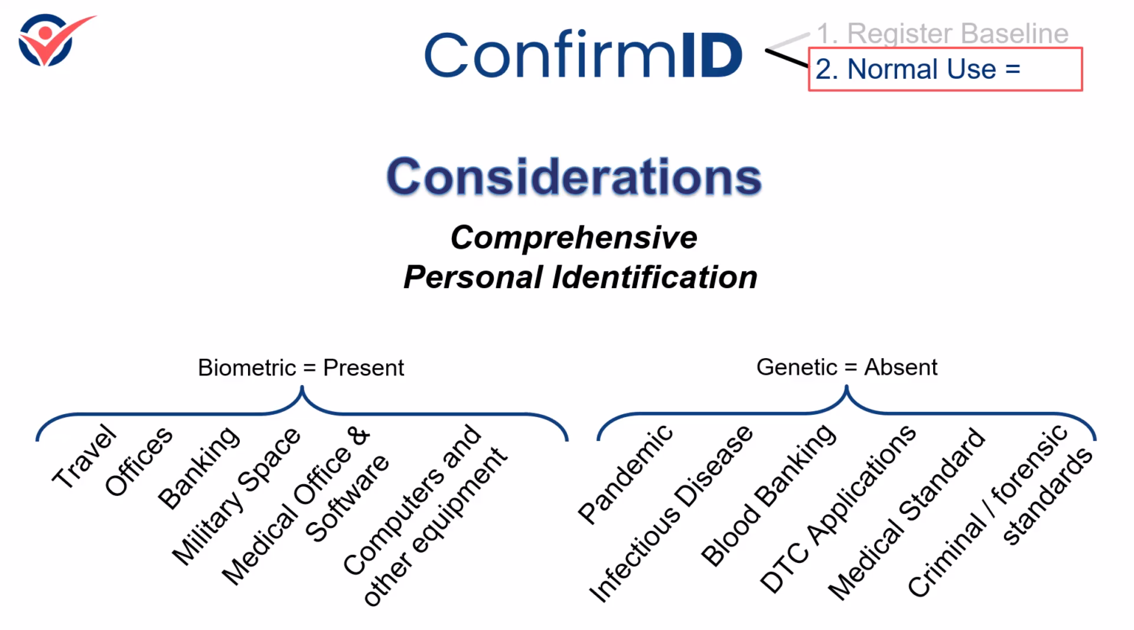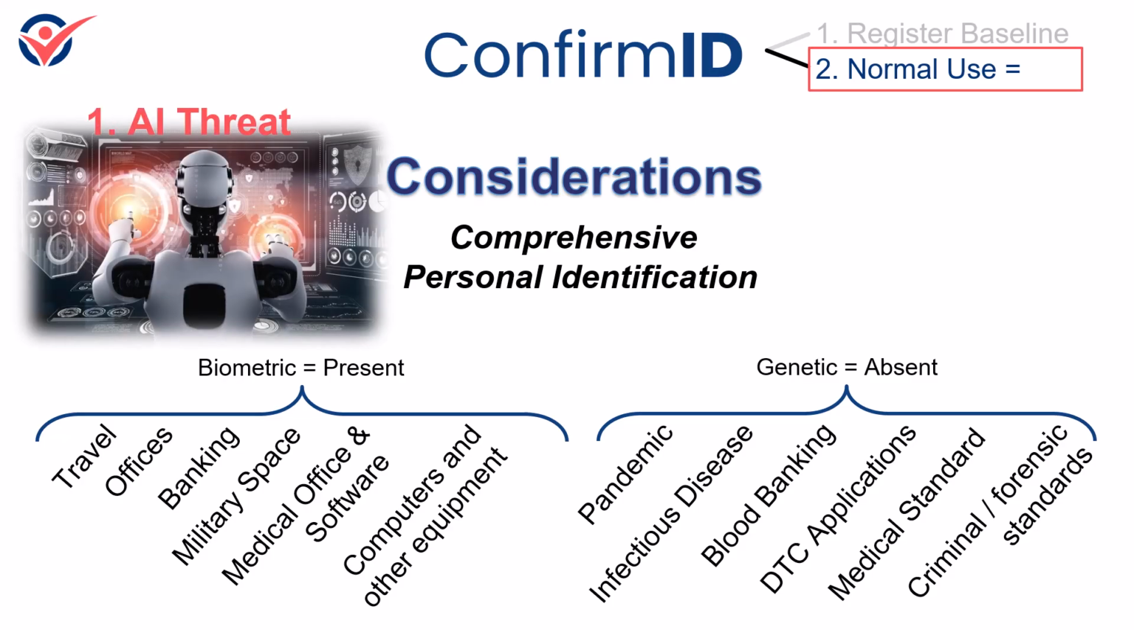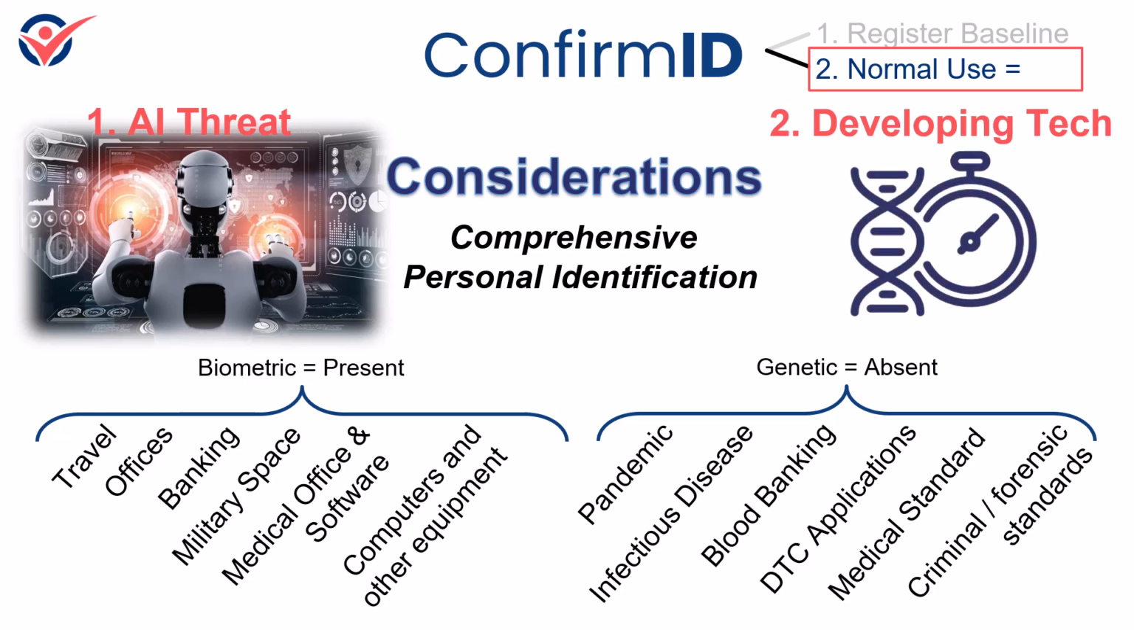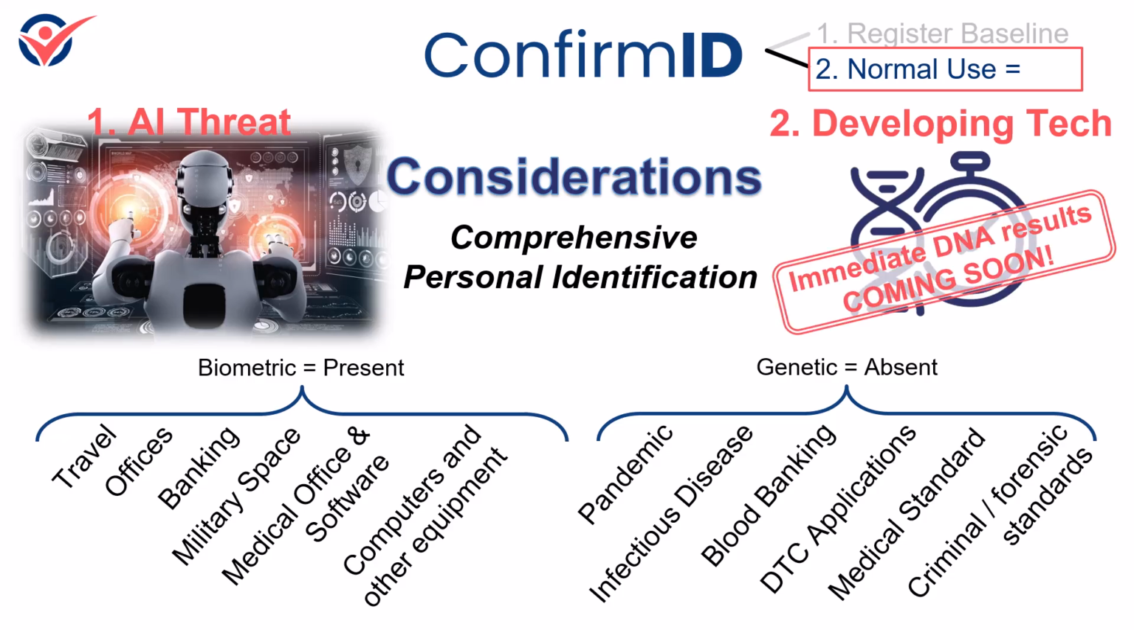Biometric ID companies should consider a couple of things. Number one, AI poses a real challenge to ID by facial recognition. Number two, genetics provides certainty, and developing tech is drastically reducing the time necessary for DNA results. There's some equipment existing now which produces results in 90 minutes. While that's still too long for airport security or office or equipment access, we believe immediate DNA results in seconds are coming soon.